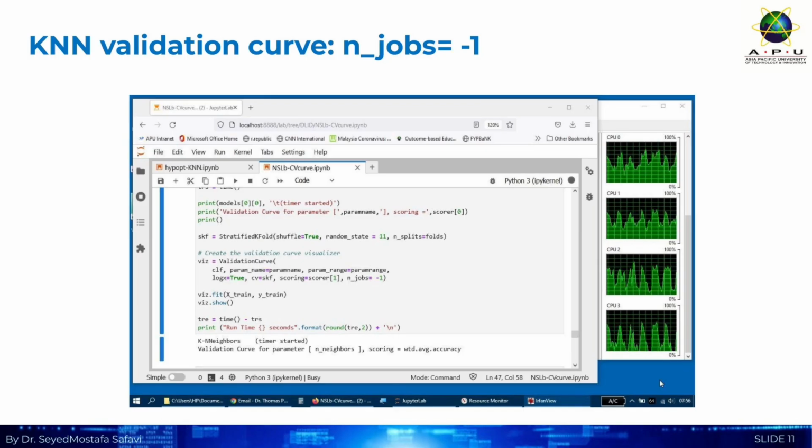nearest neighbors, or KNN, validation curve. Again, n_jobs=-1 utilizes all cores to accelerate the validation process for the KNN model. This reinforces the idea that parallel processing is a versatile tool across different machine learning algorithms.